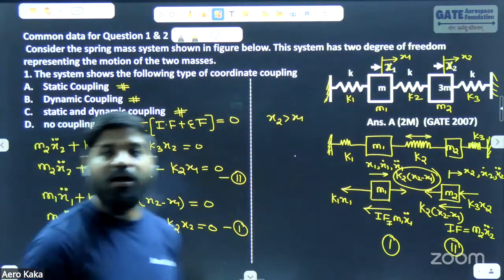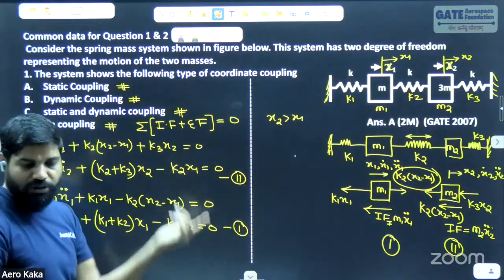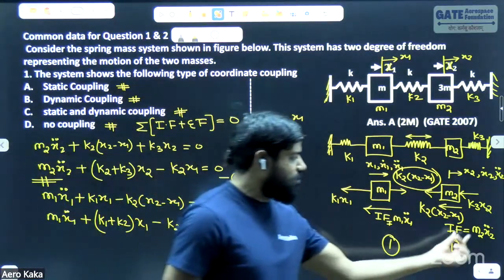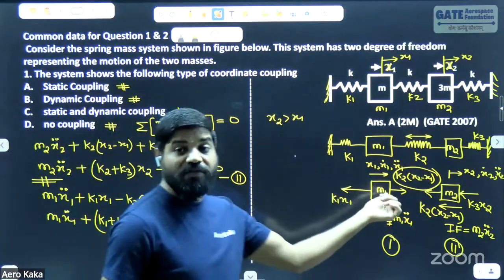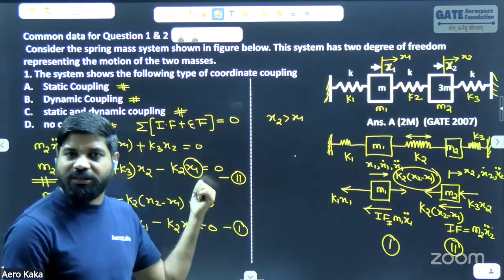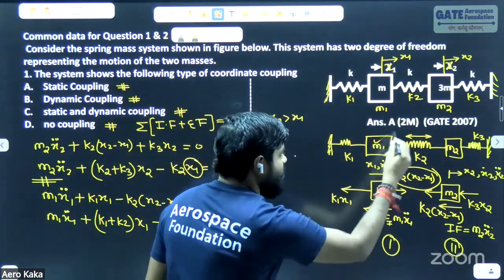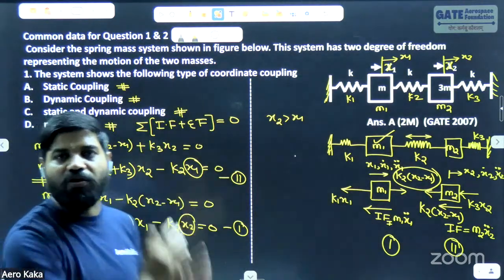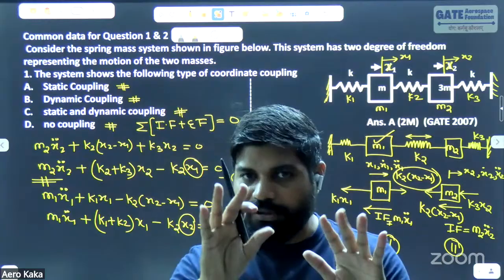Now, how have we defined static coupling? If you look at equation number 1 or equation number 2, while writing the differential equation of motion of the second mass, this x1 term, the displacement of the first mass, means the first coordinate, also appears in this equation. Similarly, while writing the differential equation of motion of the first mass, the x2 term appears here. So this kind of coupling is known as static coupling. Is it okay or not?